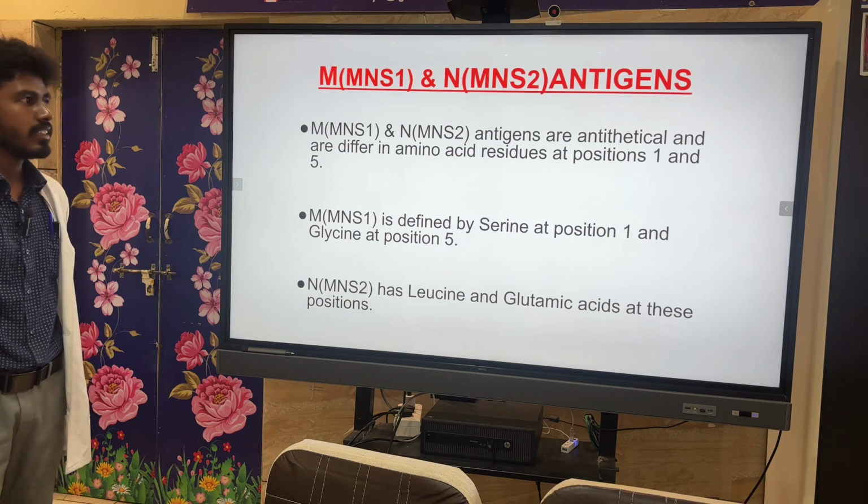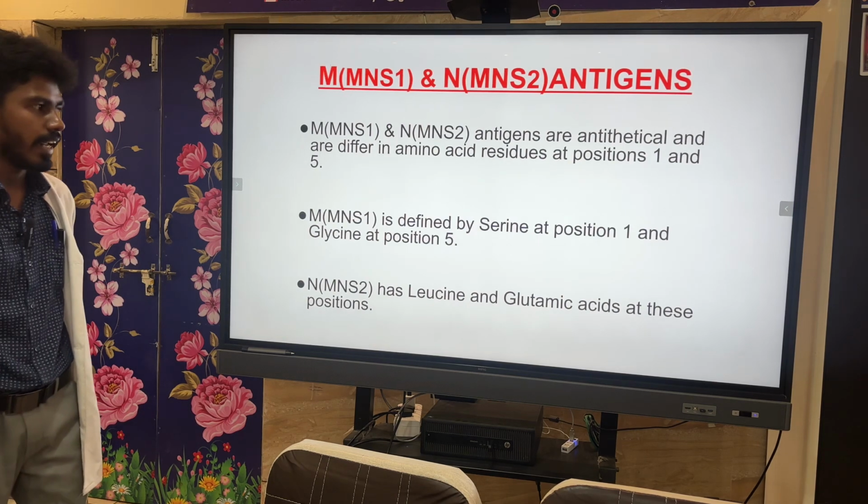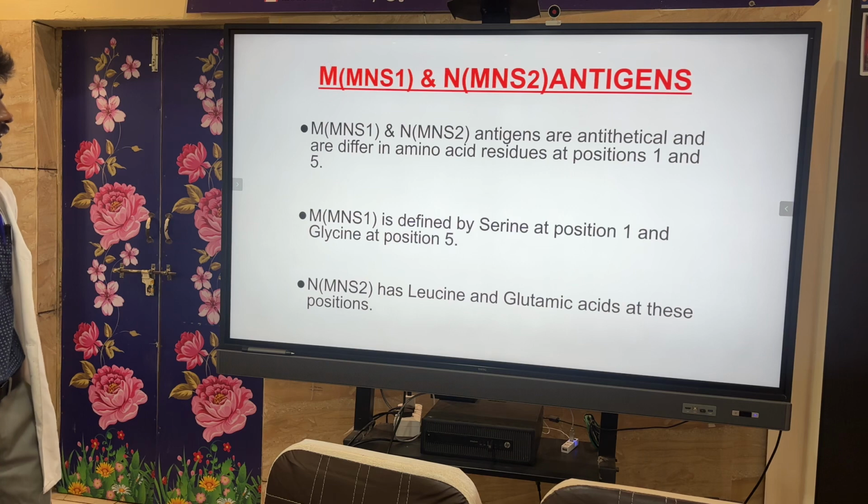M and N antigens are antithetical and differ in amino acid residues at position 1 and position 5. M antigen is defined by serine at position 1 and glycine at position 5, but N has leucine and glutamic acid at these positions.